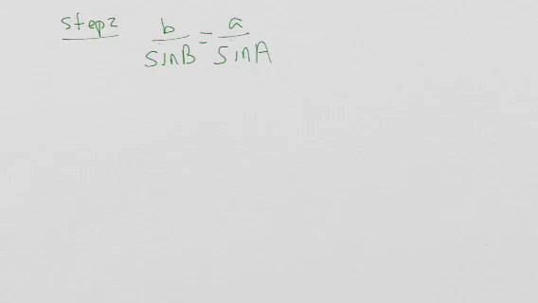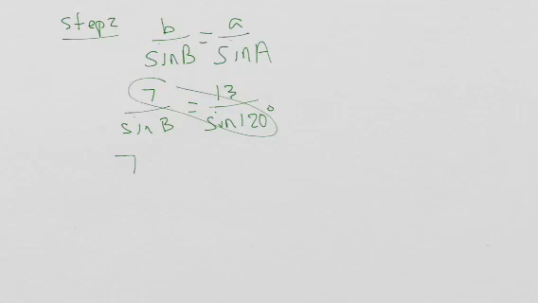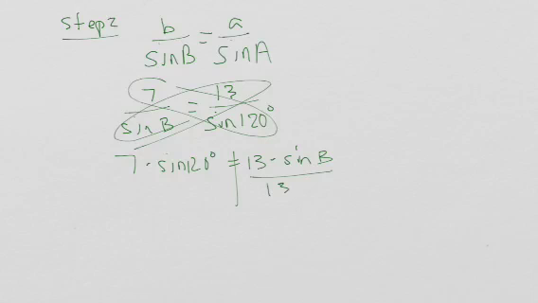I know the length of side B is 7. What I don't know is the angle at B. That's what I'm trying to find. I know the length of A now is 13, since we just found that. And I know angle A being 120. Since I'm looking for B, I'm going to do a little cross multiplying here. I'm going to cross multiply this way: 7 times sine 120. And cross multiply this way: 13 times sine of B. And again, I want to get B by itself, so I'm going to divide both sides by 13.